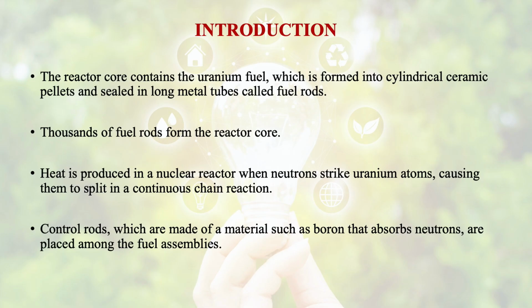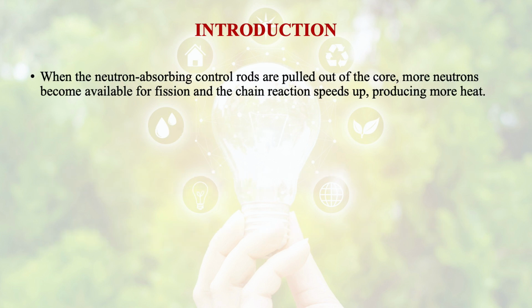When will heat be produced? Suppose this is a rod, and when a neutron strikes the uranium atoms of this fuel rod, it causes them to split in continuous chain reactions. Control rods, which are made of materials such as boron that absorb neutrons, are placed among the fuel assemblies. When the neutron absorbing control rods are pulled out of the core, more neutrons become available for fission and the chain reaction speeds up and produces more heat.